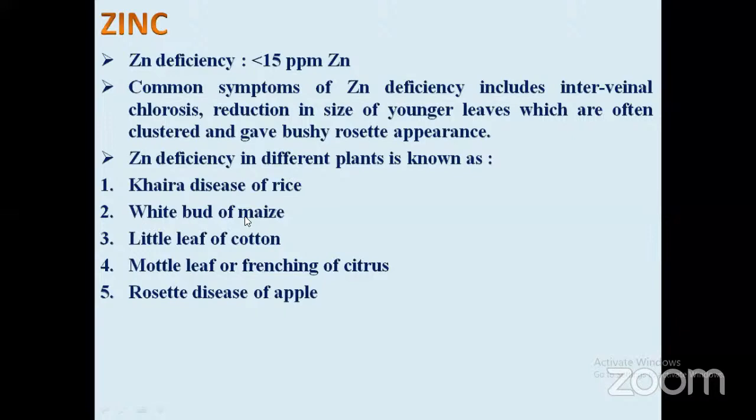Another is white bud of maize, and little leaf of cotton. Frenching I told you: Frenching means mottled leaf only. So Frenching of tung trees was because of manganese, right? And Frenching of citrus is due to zinc deficiency. That is why I emphasized Frenching in the last slide, so that you remember: Frenching of citrus is because of zinc deficiency, Frenching of tung trees because of manganese deficiency. Another is rosette disease of apple.